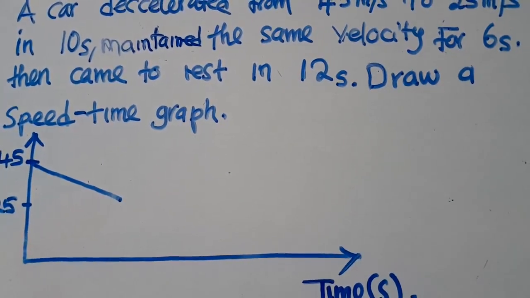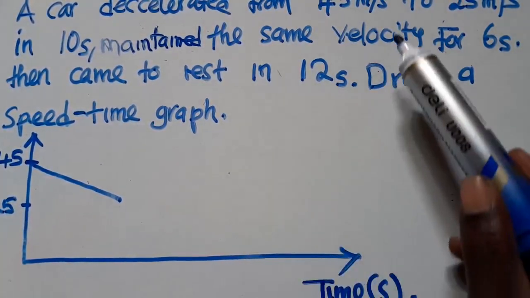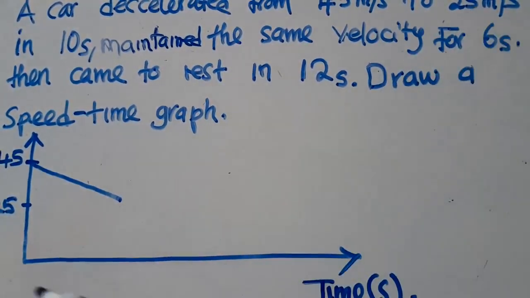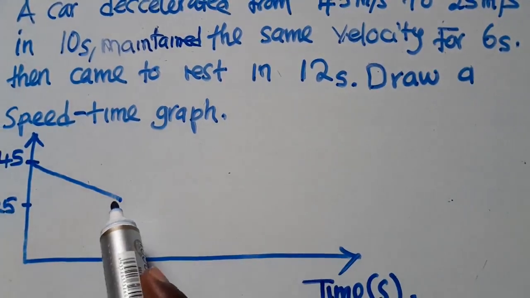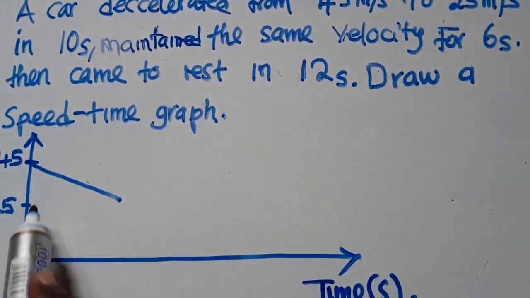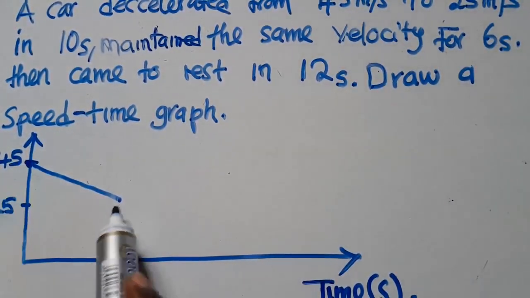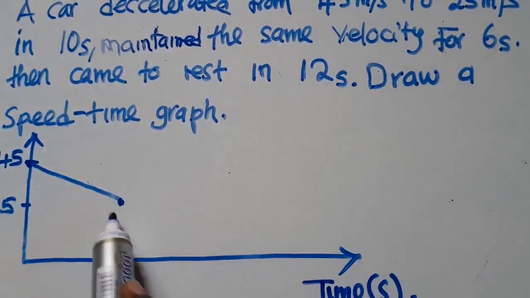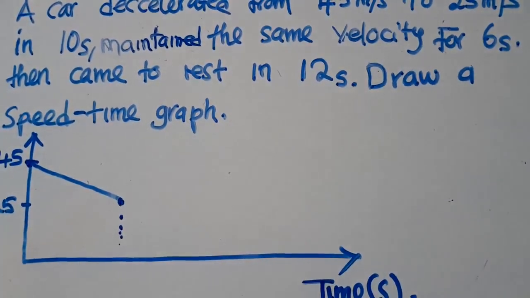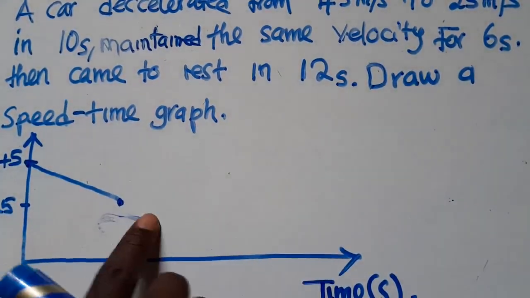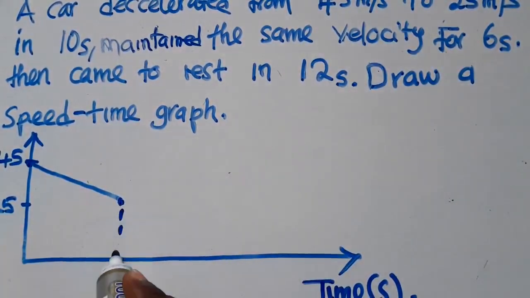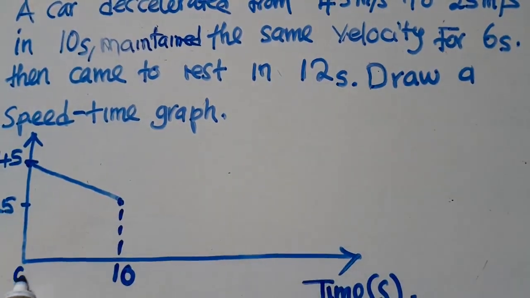So this is the question that we have. It moved from 45 to 25 in 10 seconds. So moving from there to there, what was the time? The time was 10, so you put your 10 there. This is supposed to be dotted like this. Here it is 0.